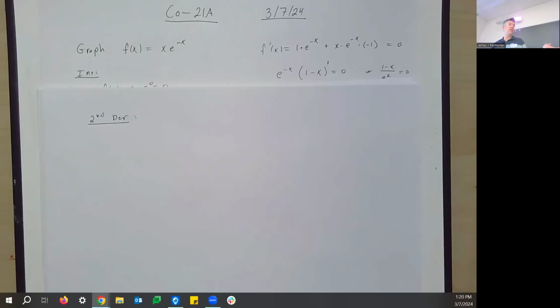To find the inflection points and the concavity. Because the problem told me to. So when I read a problem that says graph something, I am assuming that they mean find intercepts, asymptotes, relative extrema, inflection points. And so to find the inflection points, I have to find the second derivative.